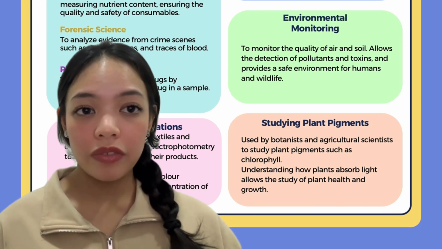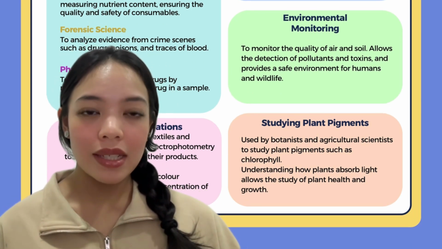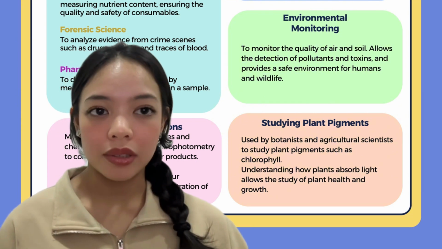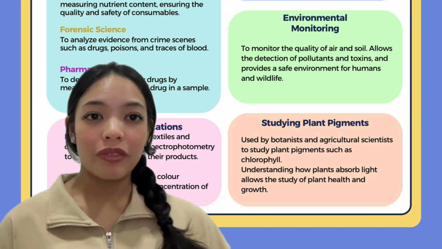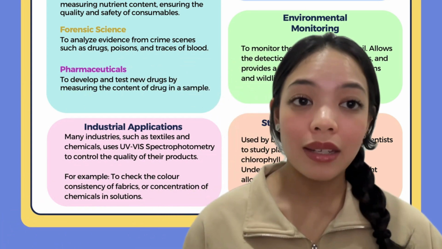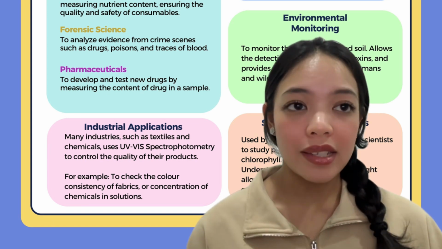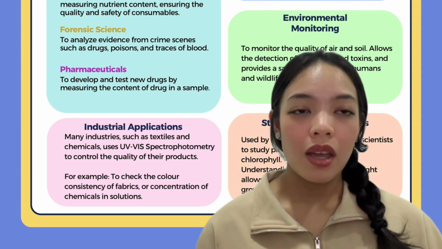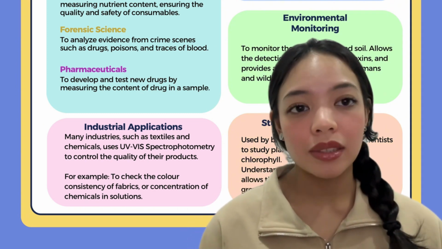Another application of UV-vis is in the study of plant pigments. Botanists and agricultural scientists use this technique to study plant pigments like chlorophyll. By understanding how plants absorb light, they can learn about plant health and growth, which is important for agriculture and food production. Last but not least, the UV-vis is applied in many industries. These industries, such as textiles and chemicals, use UV-vis to control the quality of their products. For example, it can be used to check the color consistency of fabrics or the concentration of chemicals in solutions.